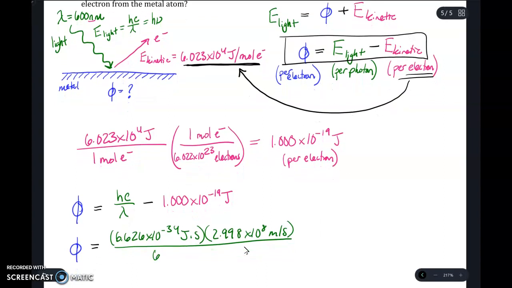So I'm going to keep the 600, but for the nano, I'm going to swap that out with what nano stands for, which is times 10 to the negative 9th. And then I'm going to keep the meters, right? So 600 nanometers up here becomes 600 times 10 to the negative 9th meters. And then from that, we're going to subtract again this 1.00 times 10 to the negative 19th joules.